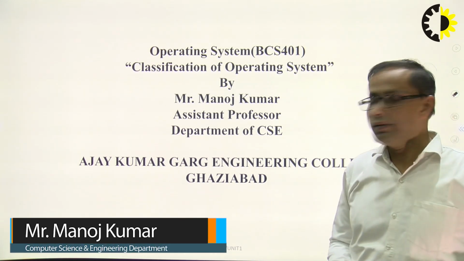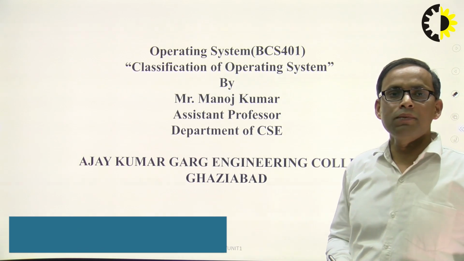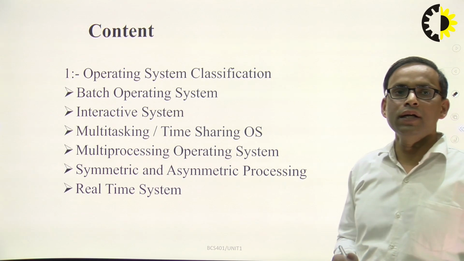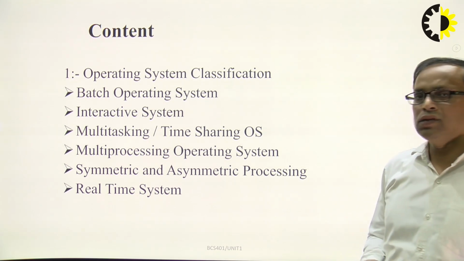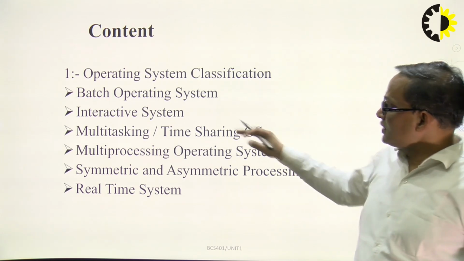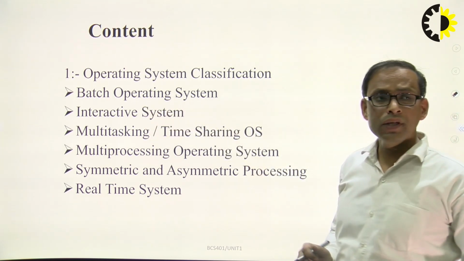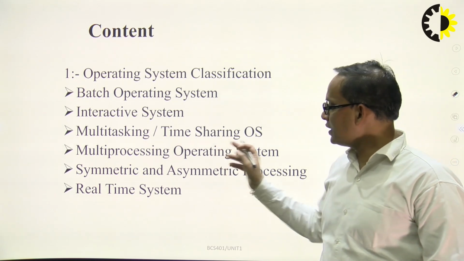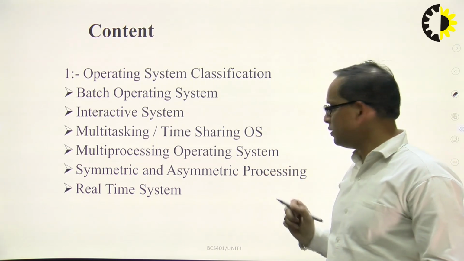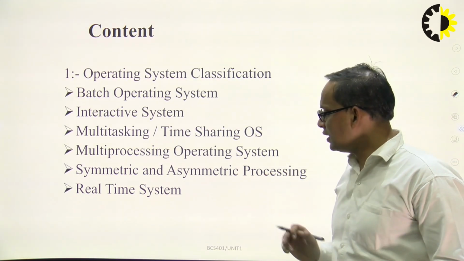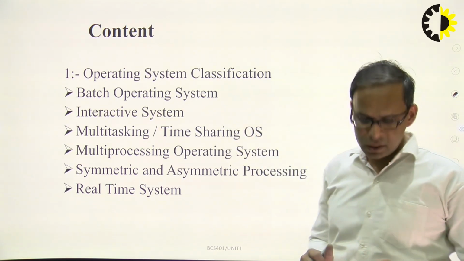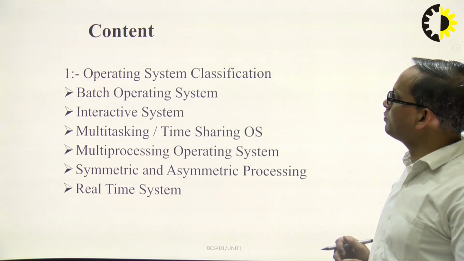Today, in this lecture, we will discuss the classification of operating systems. This is the table of contents that I will discuss in this lecture. Operating systems are classified into different types: batch operating system, interactive operating system, multitasking and time sharing system, multiprocessing operating system, symmetric and asymmetric multiprocessing, and real-time system. I will discuss all these classifications of operating systems.